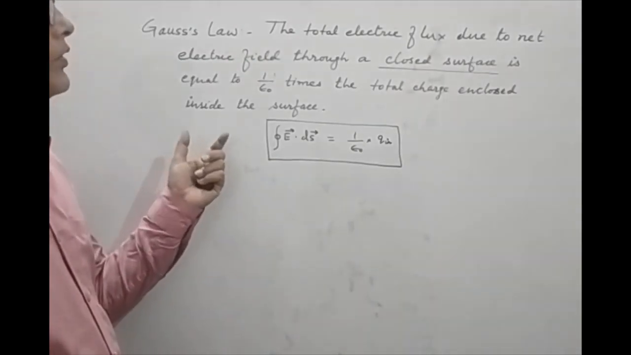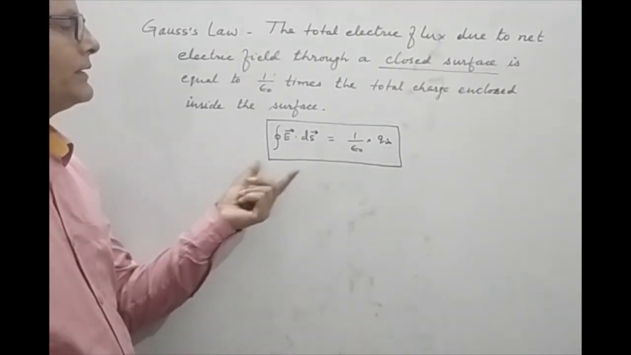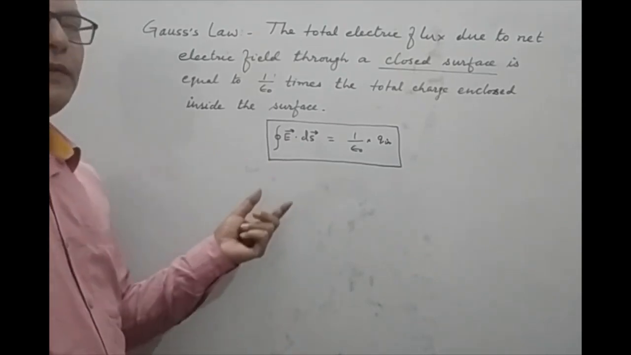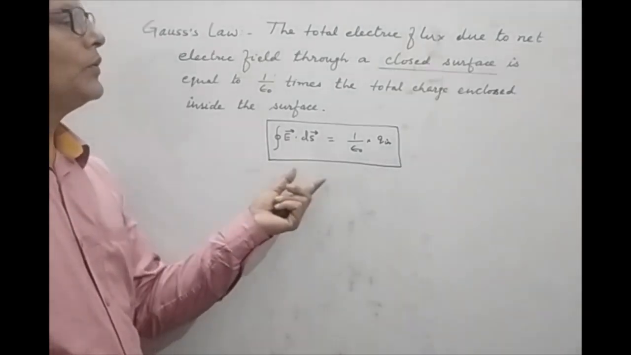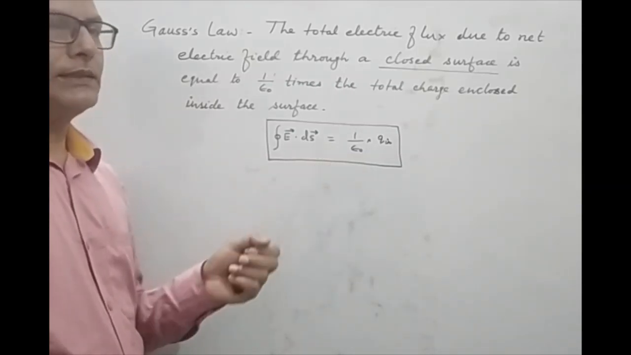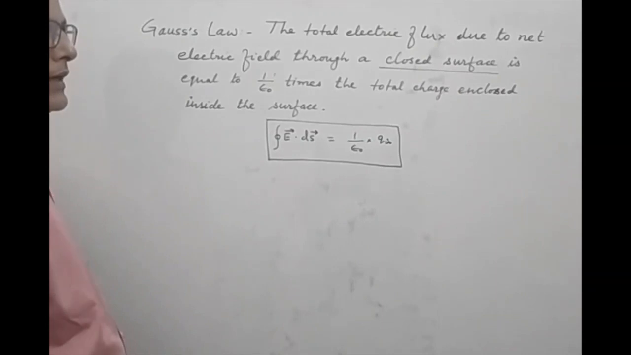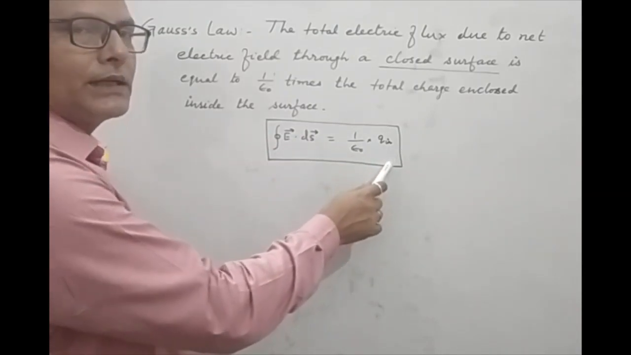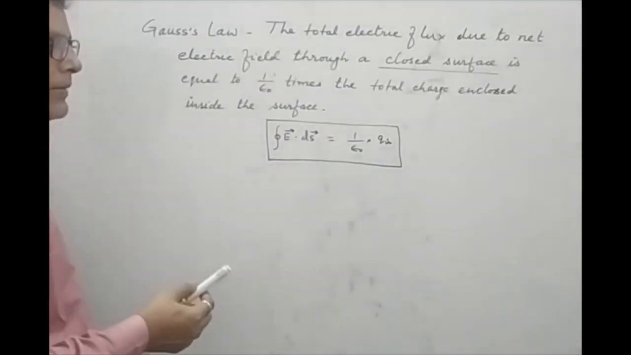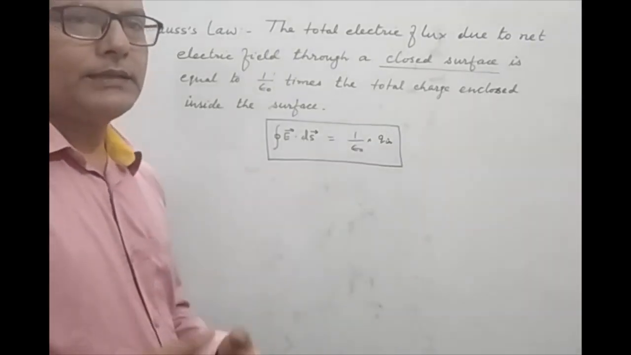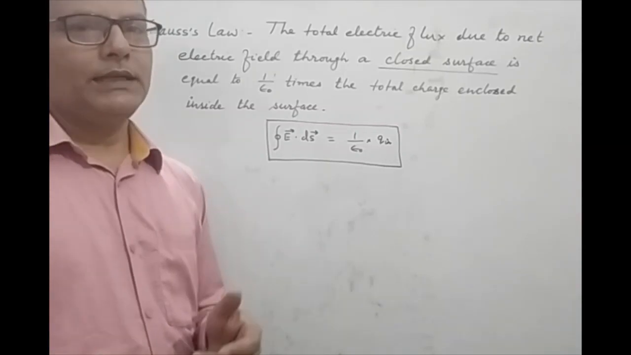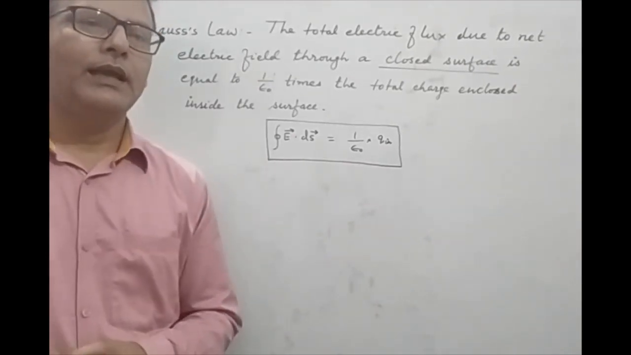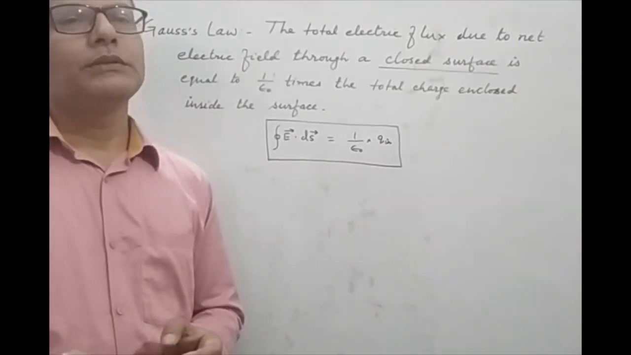Simply, Gauss's law gives the relation between electric flux and the charge configuration. We can find the electric flux if we know the charge inside a closed surface, and it also gives the electric field in terms of charge configuration. So we can apply Gauss's law to find the electric flux if we know the charge inside the surface, and it is also used to find the electric field intensity due to charge configuration.